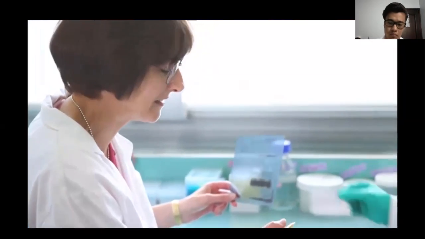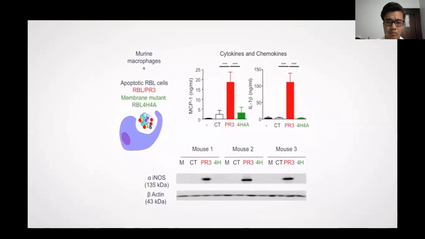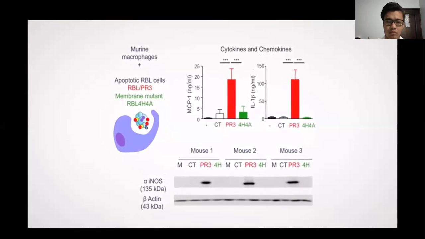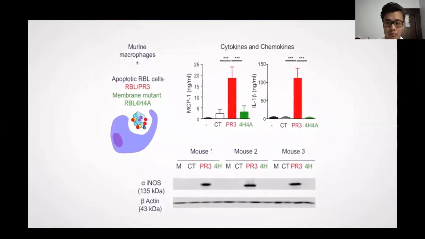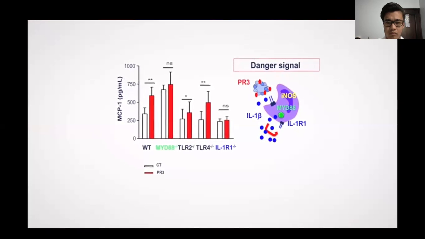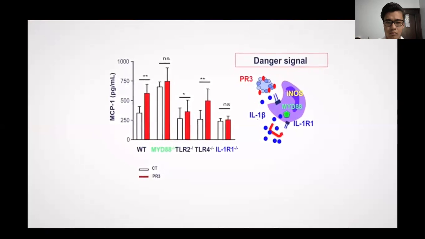The key finding in our study is when a macrophage encounters an apoptotic cell, it triggers a pro-inflammatory response with secretion of various cytokines and chemokines, as well as the induction of nitric oxide and TLRs. Importantly, the mutant of PR3, which cannot be expressed at the membrane, fails to trigger this pro-inflammatory response. By performing the same experiments using various knockout animals, we discovered that the MyD88 and IL-1 receptor pathway was crucial for this pro-inflammatory effect of PR3.